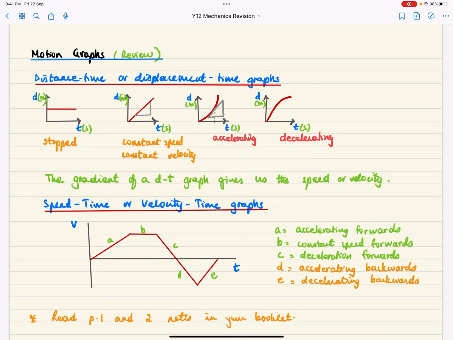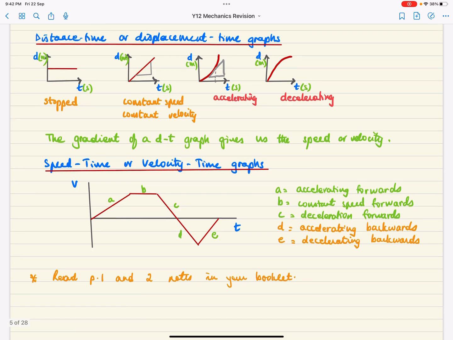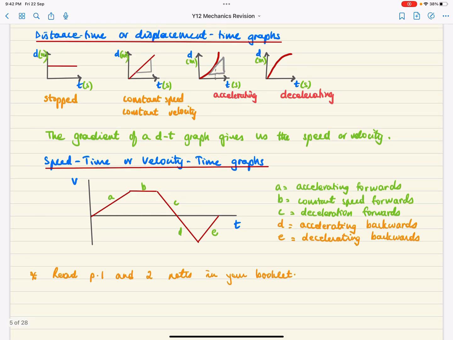So these are the various shapes for distance-time graphs, which show if something is stopped, moving at a constant speed or constant velocity, or if something's accelerating or decelerating. And I put everything together here on a speed-time or velocity-time graph, and A is accelerating forwards, B is constant speed forwards, C is decelerating but still going forwards.